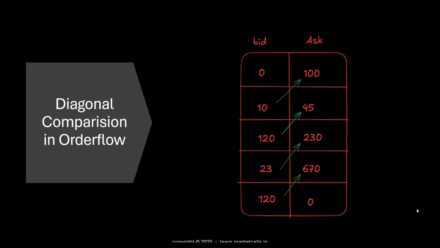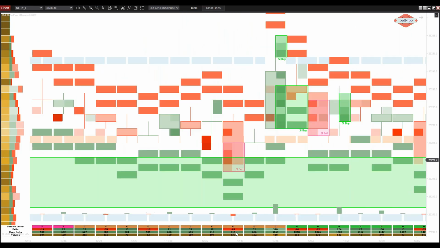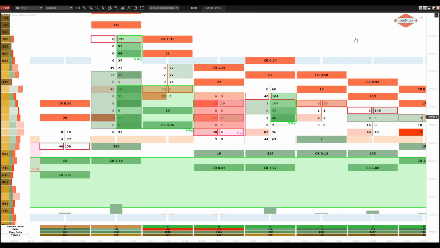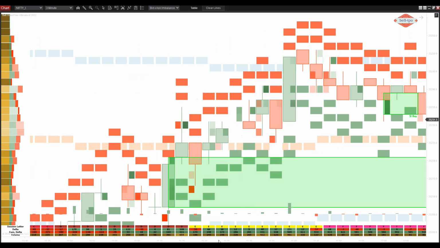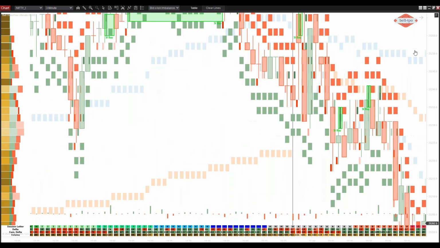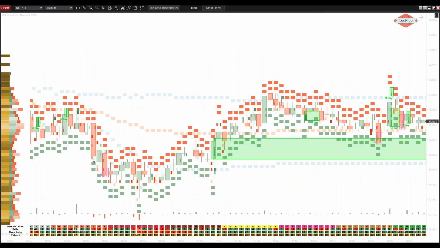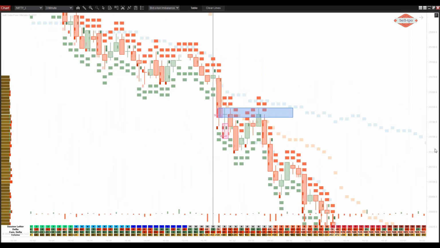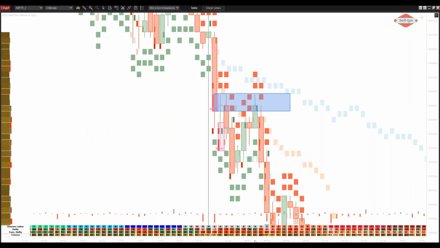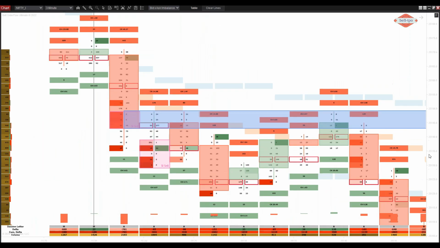Now from the order flow chart, I'll show you how it looks. So this is how the order flow chart looks. You'll be able to see an imbalance over here. Let me show last Friday's chart where we saw an imbalance. Last Friday, you can see the price action creating an imbalance over here.